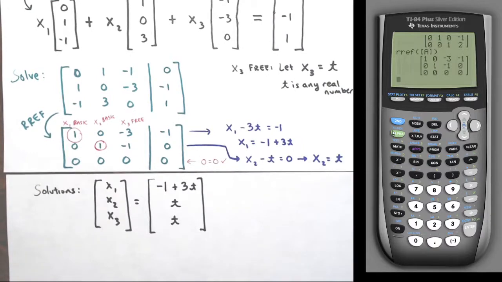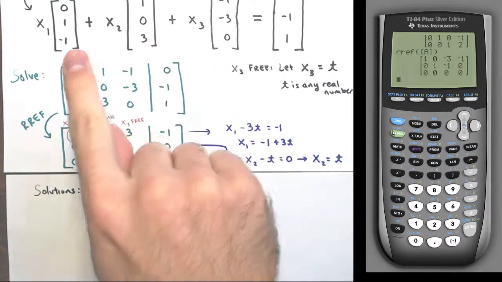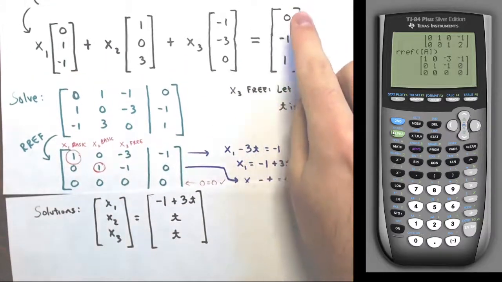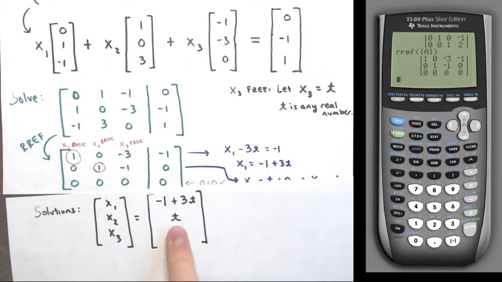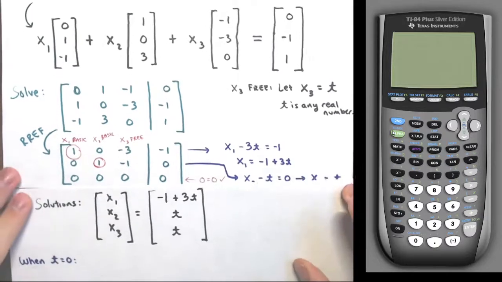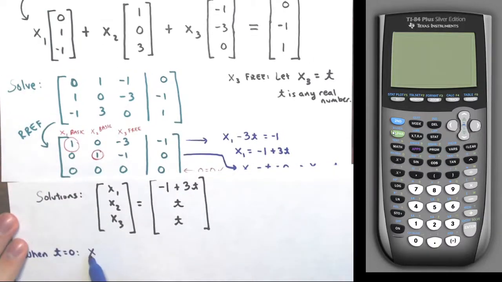All right. So remember how earlier I was like, hey, I don't need x2 and x3. I don't need these two, because I can just multiply the first vector by negative 1 and get what I want. So when t equals 0, I get one solution where x1 is negative 1, like I said. x2 is 0, and x3 is 0.